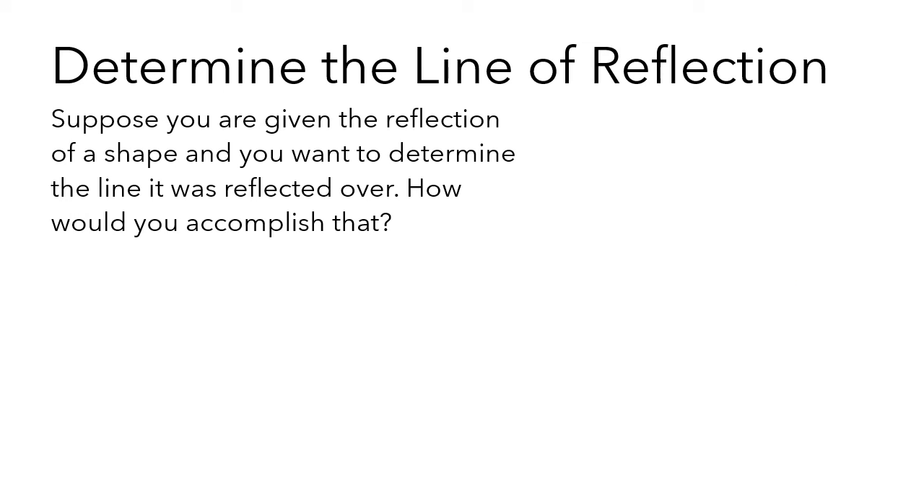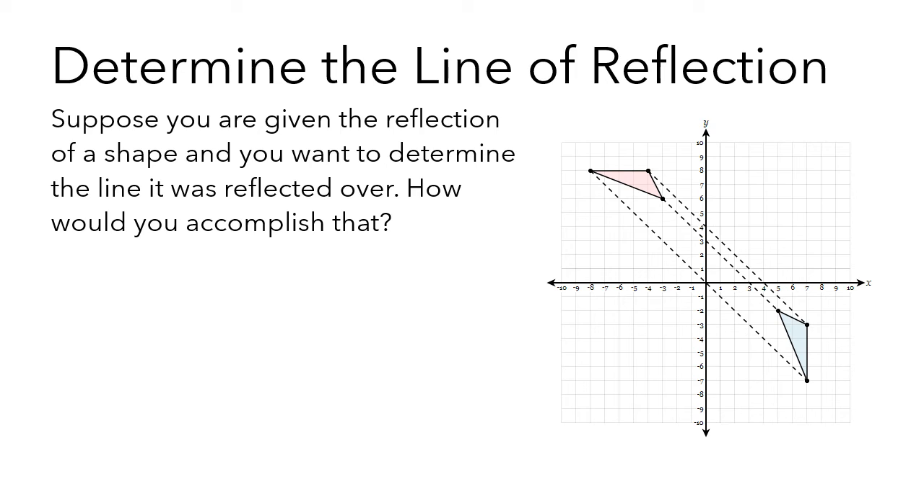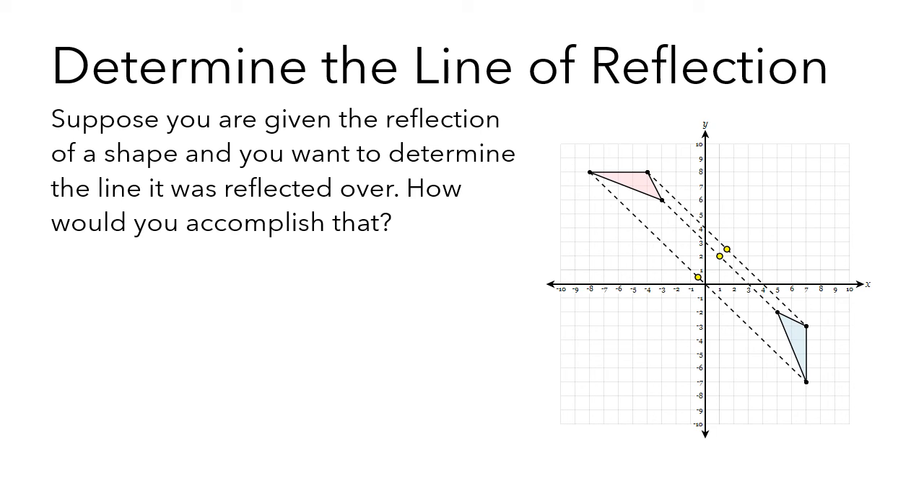But suppose you're given the reflection of a shape and you actually want to determine what is the line that it was reflected over. How do you accomplish that? So here's a situation where you've got a shape that's been reflected and you want to figure out what line it was reflected over. So if you connect all of the transformed points, so the pre-image and the image after transformation, you get these dotted lines. So I'm connecting all of the like points, and then what I'm going to do is find the midpoint of each of those dotted line segments, and notice they all line up.